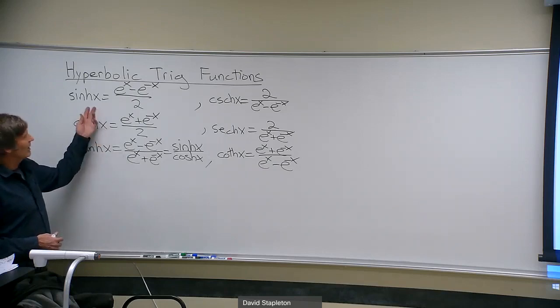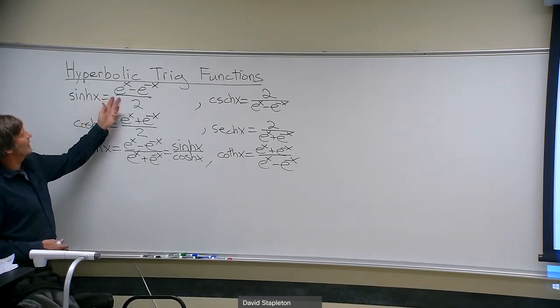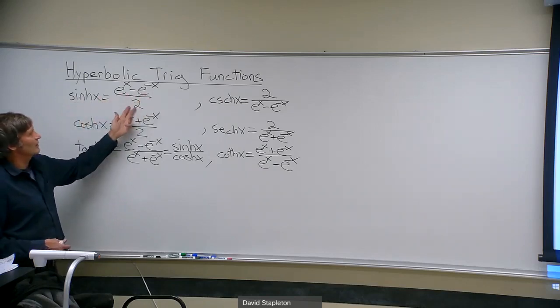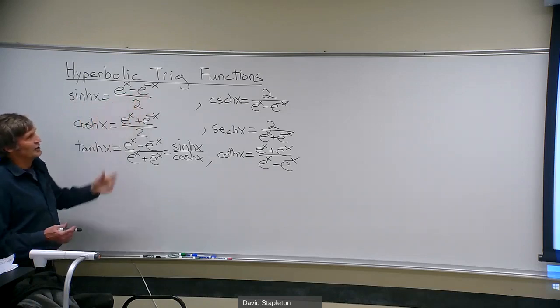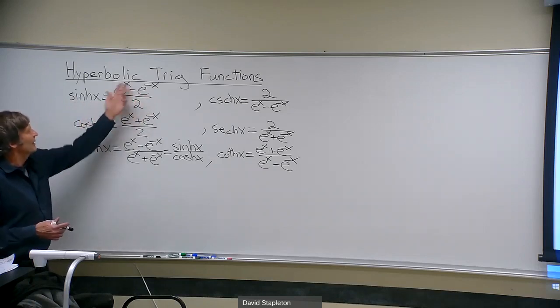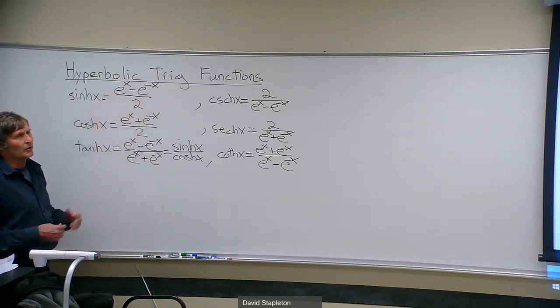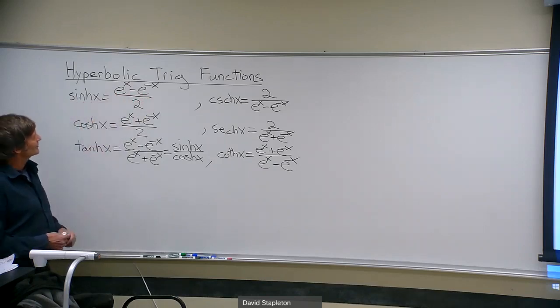So here they are. Hyperbolic sine of x, called sinh x, is defined to be e to the x minus e to the minus x over 2. So it's defined in terms of functions we already know. It's just a convenient thing that comes up a lot, and it's no new functions whatsoever. We just make this definition.